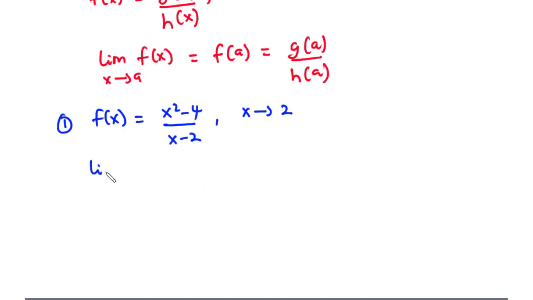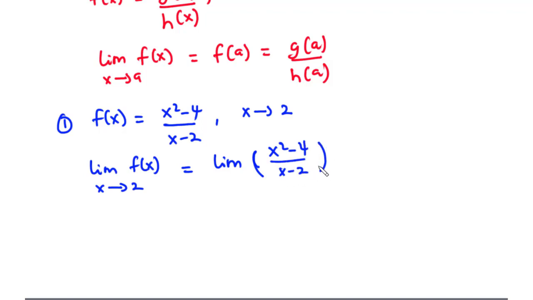So we have the limit of f of x as x approaches 2 to be equal to the limit. Now f of x is x squared minus 4 divided by x minus 2, so we have x squared minus 4 divided by x minus 2 as x approaches 2. So from what we learned, we are going to substitute the value of 2 into this function, and then we are going to do away with the limit. So we have 2 squared minus 4 divided by 2 minus 2.